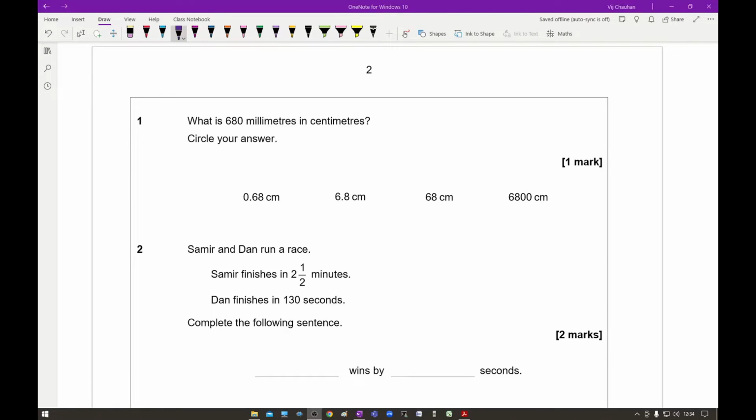So let's get started on question 1. So question 1 says, what is 680 millimeters in centimeters? And it says to circle our answer.